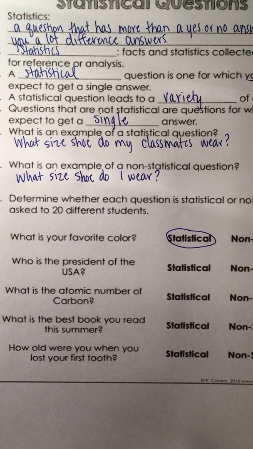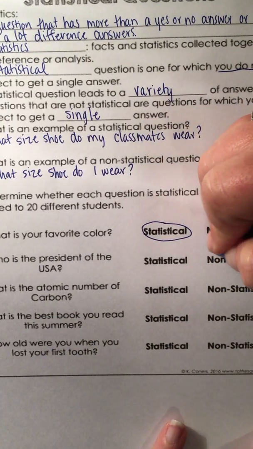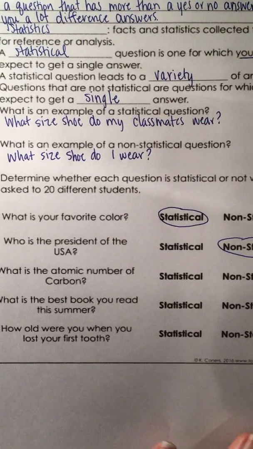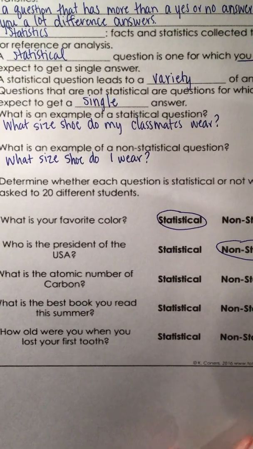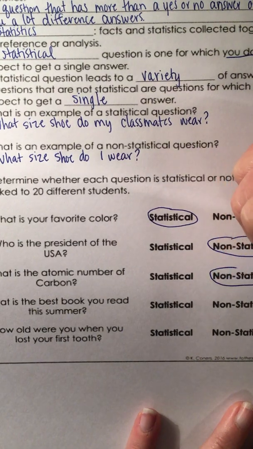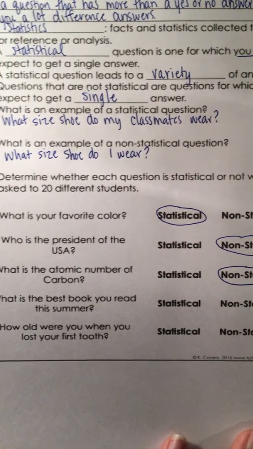All right, who is the president of the USA? Now, this is a non-statistical question because, even though it changes every 4 years, if we asked 20 different people right now, we would all get the same answer. So that's non-statistical. All right, it says, what is the atomic number of carbon? That's on the periodic table. That is never going to change. So again, if you ask 20 different people, you're going to get the exact same answer. So that's going to be non-statistical as well.